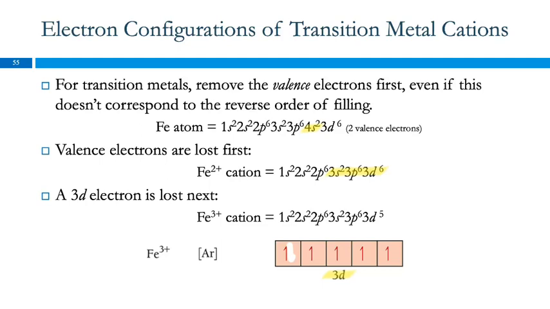So the important thing is you first remove valence electrons, and with the transition metals, be careful that you're identifying the valence electrons correctly. After that, it's reverse order filling for everything.